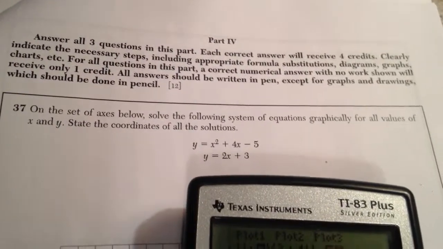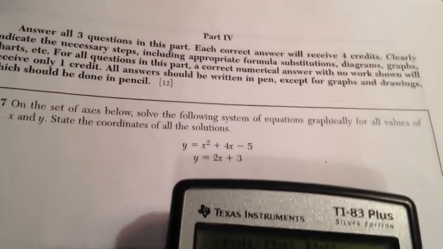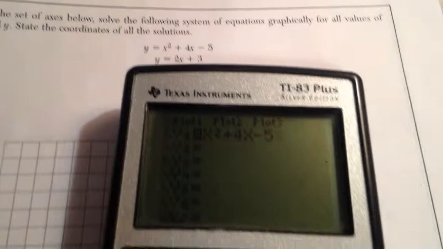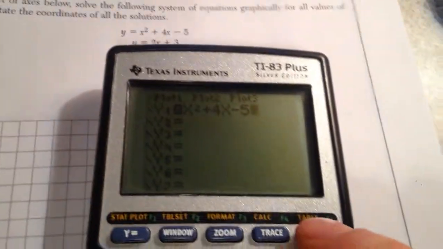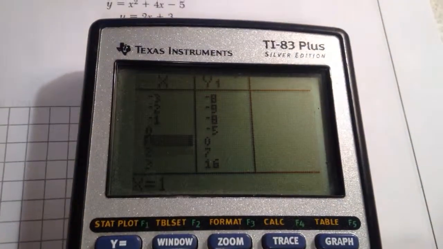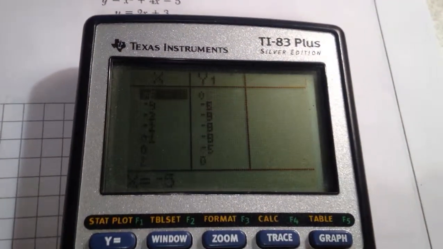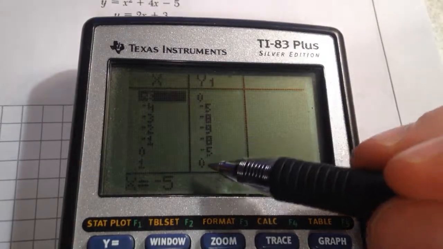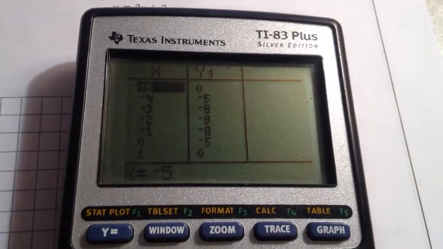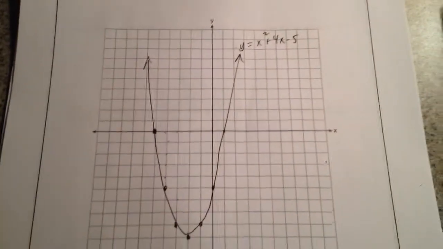For number 37, they're asking you to solve a system of equations graphically. What I would do is put both these in your calculator. Let's do one at a time. X squared plus 4x minus 5. I go to second graph, which takes me to a table. I'm going to cycle through. So again, kind of like the absolute value, the top y value matches the bottom y value. Now I'm going to plot those points.